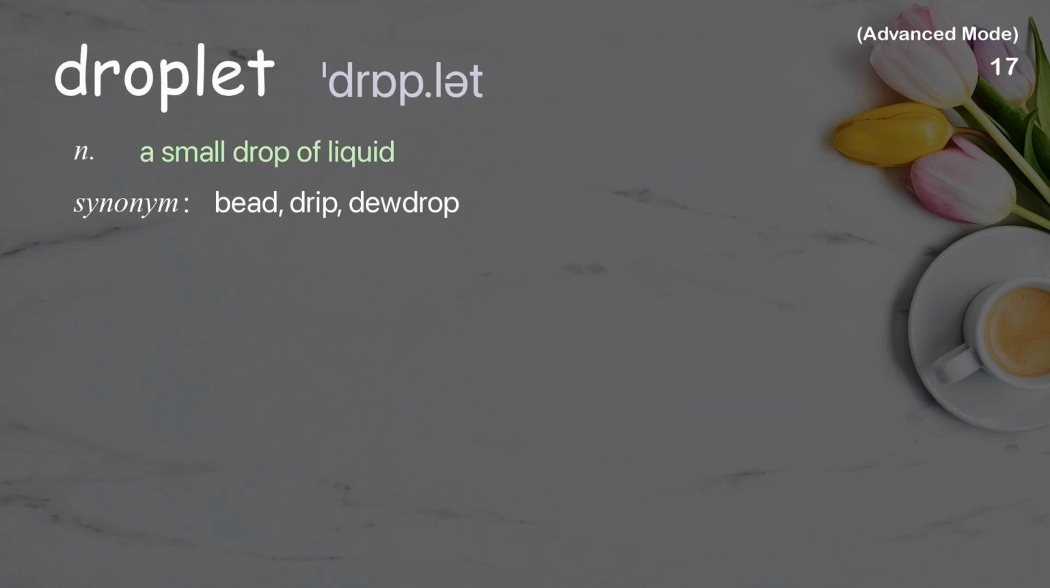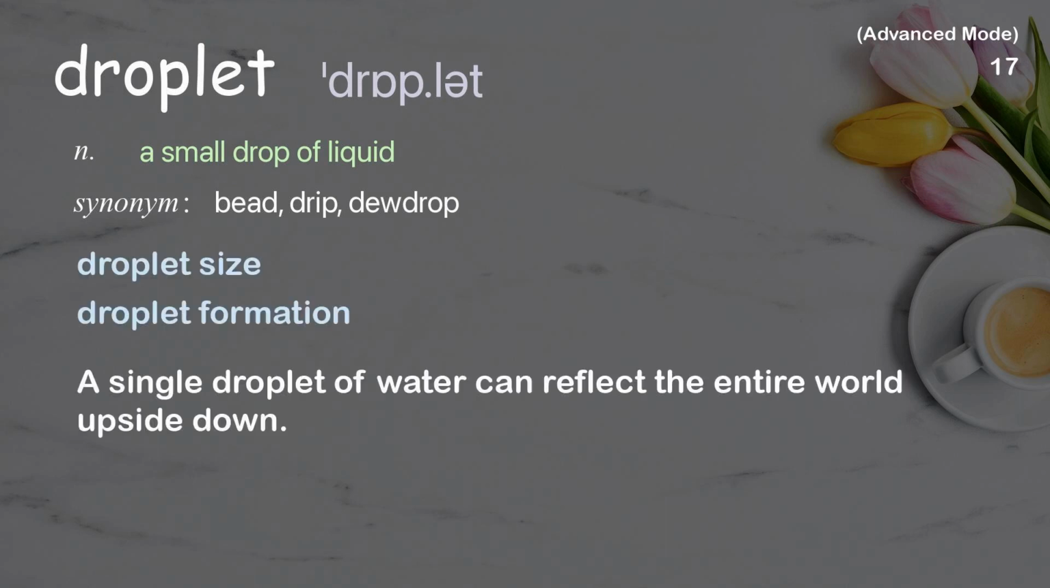Droplet. A small drop of liquid. Examples: Droplet size. Droplet formation. A single droplet of water can reflect the entire world upside down.